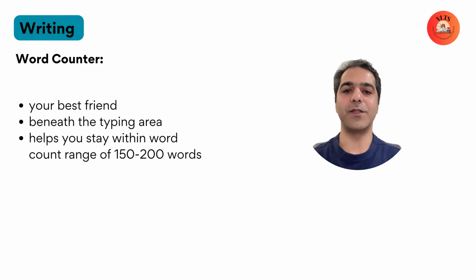Word counter. The word counter is your best friend. Don't forget to check it during the writing exam. It's located right beneath the typing area and helps you to stay within the required word count range of 150 to 200 words.